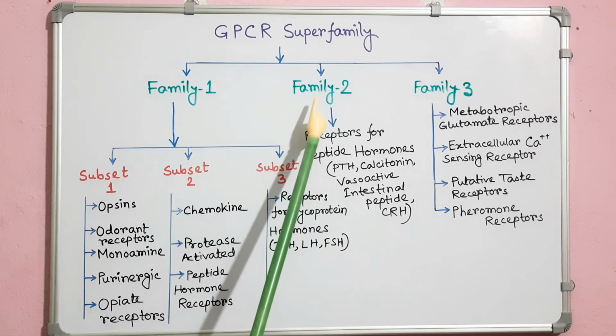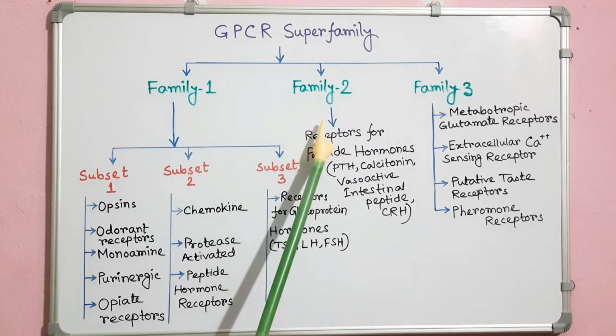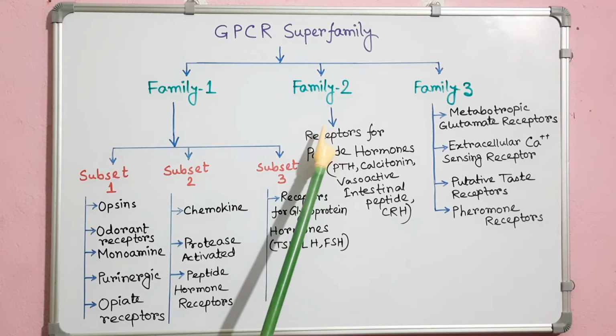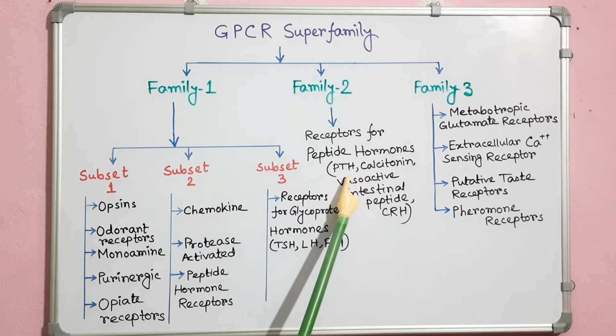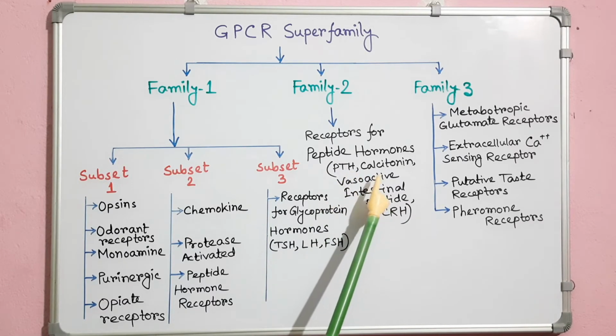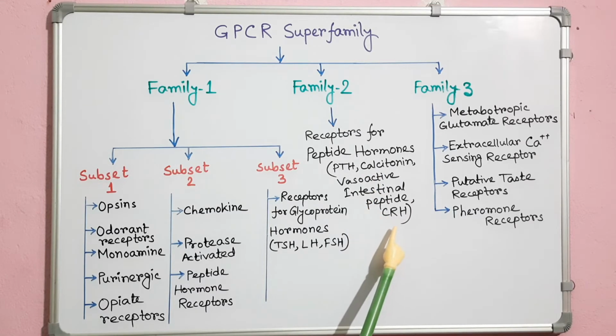Family 2 is characterized by an approximately 100 residue N terminus. Members include receptors for several peptide hormones such as parathyroid hormone, calcitonin, vasoactive intestinal peptide, and corticotropin releasing hormone.